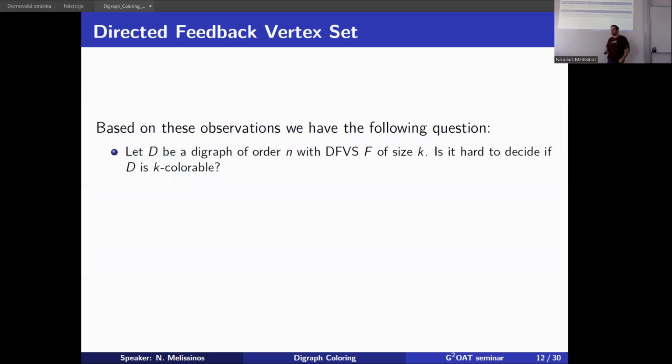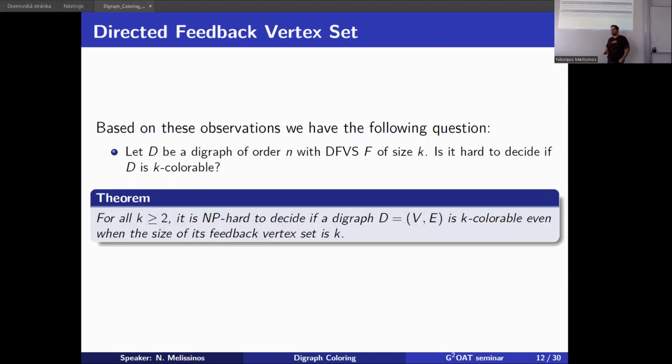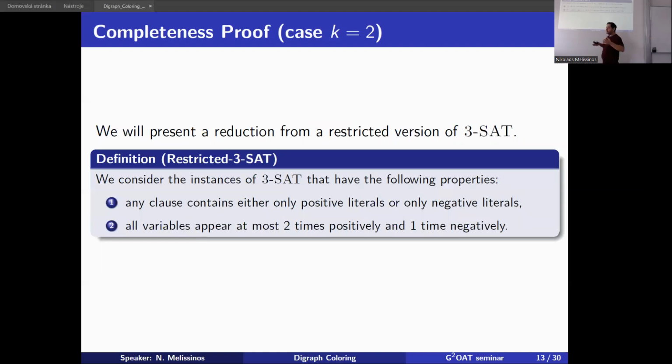Okay, so based on those results, a question arises: what happens if we want to color a graph with k colors and the directed feedback vertex set is of size k? Here we managed to prove that this is NP-hard even if we have only two colors and the directed feedback vertex set is of size 2. In particular, we present a reduction based on a restricted version of 3SAT.